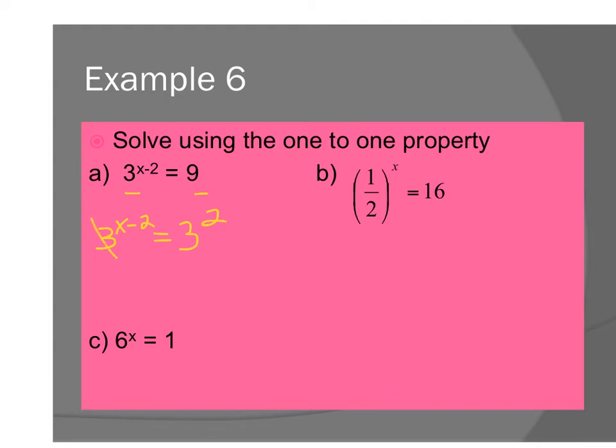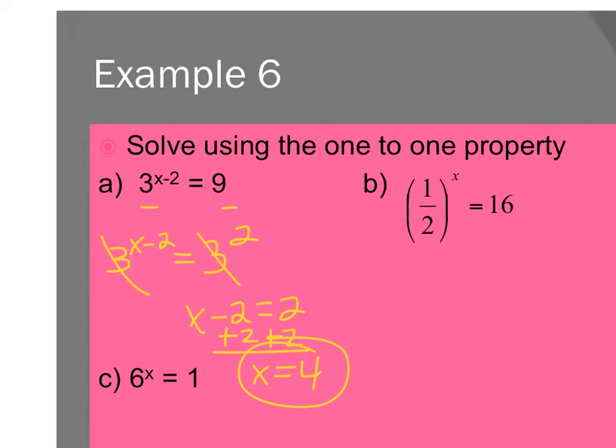Once your bases are the same, anybody remember what we can do? You can cross them off. So then you solve. X minus 2 equals 2. So now what? Add 2 to both sides. So x equals 4. The beauty about this is you can plug it in and solve. If I plug 4 in right here, what's 4 minus 2? 2. And what is 3 squared? Perfect. Does that make sense? We okay?